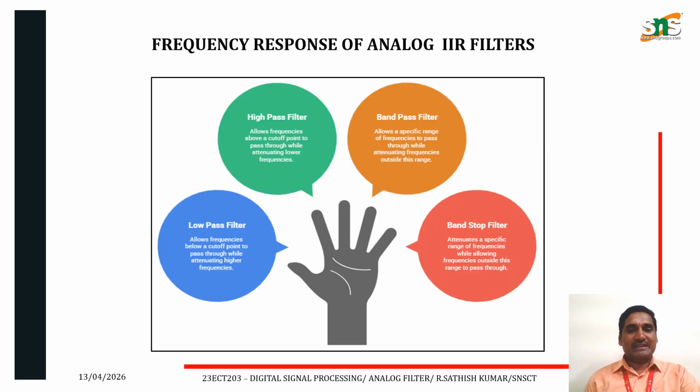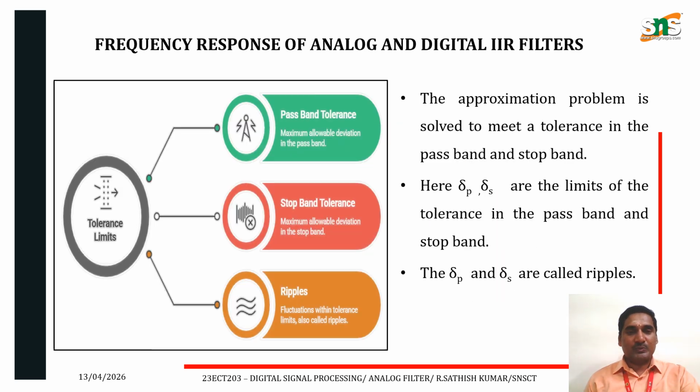Next one, frequency response of analog IIR filter. It can be classified into four types: low pass filter, high pass filter, band pass filter and band stop filter. Low pass filter allows frequencies up to a cutoff point. High pass filter allows frequencies above the cutoff point. Band pass filter allows a specific range of frequencies to pass through while attenuating other frequencies. Band stop filter attenuates a specific range of frequencies while allowing frequencies outside the range to pass through.